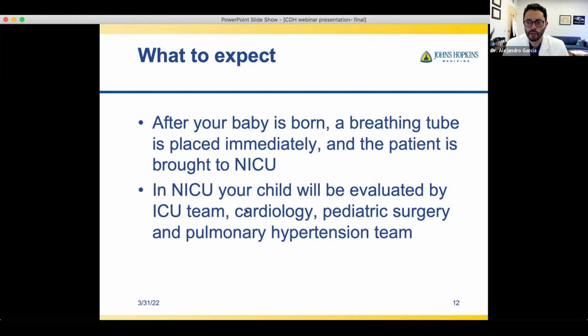After your child is born, they'll be immediately assessed by the neonatal intensive care team, and a breathing tube is placed immediately. The patient is brought to the NICU right away, where they can be assessed by our full CDH team. While your child is in the ICU, they'll be assessed not only by the neonatologist, but also by the cardiologist, the pediatric surgery team, and the pulmonary hypertension team.